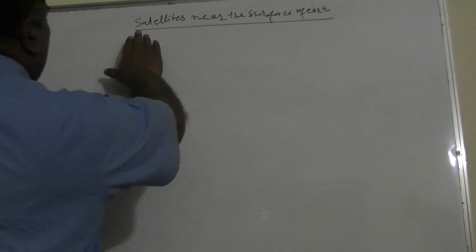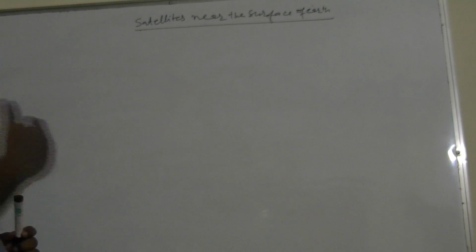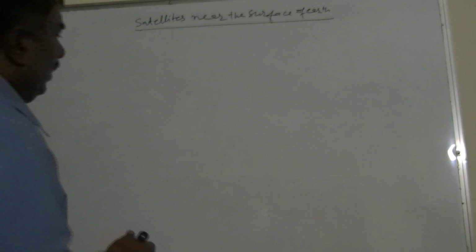We have to discuss the satellites near the surface of Earth. Actually, these are known as the baby moons or spying satellites. They are very near the surface of Earth. Their height varies from 50 kilometers up to 200 kilometers, you can say, or 400, whatever the distance, but they are very near the surface of the Earth.